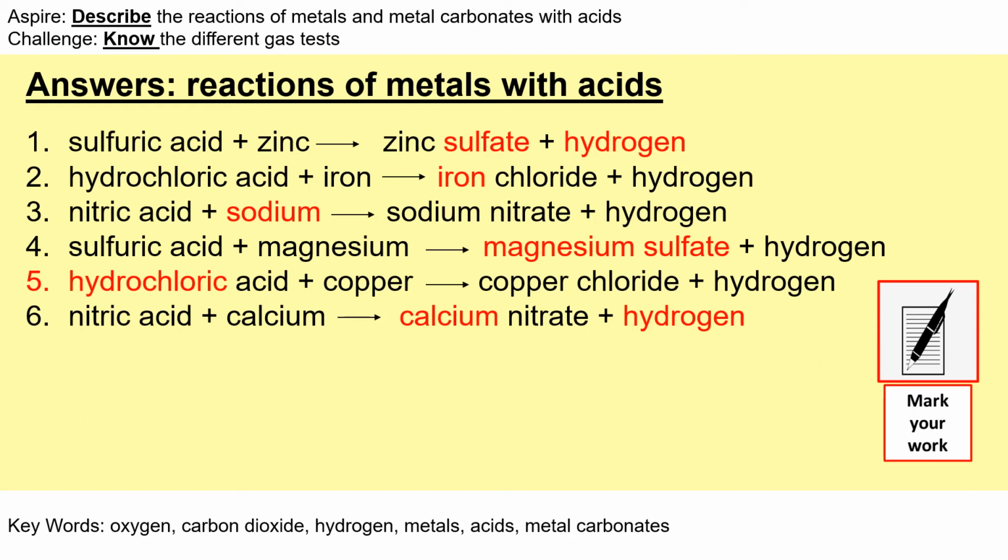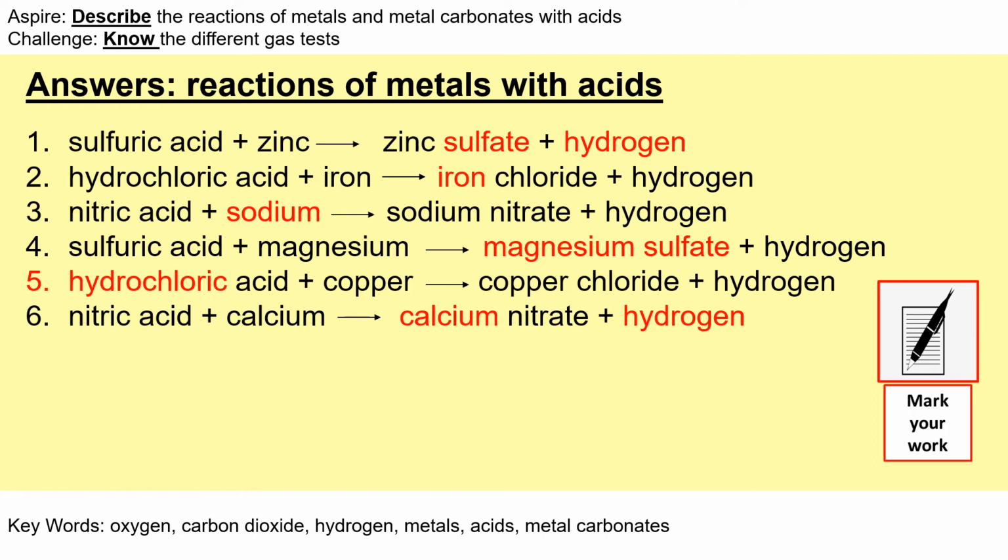Always plus hydrogen. The next one, question 3, nitric acid plus sodium gives sodium nitrate plus hydrogen. Again, nitric acid will give us a nitrate salt, and the sodium part is obviously coming from the metal again. Question 4, sulfuric acid plus magnesium will give us magnesium sulfate plus hydrogen. So again, the sulfate part will come from the sulfuric acid. The magnesium is obviously the metal that it's reacting with.